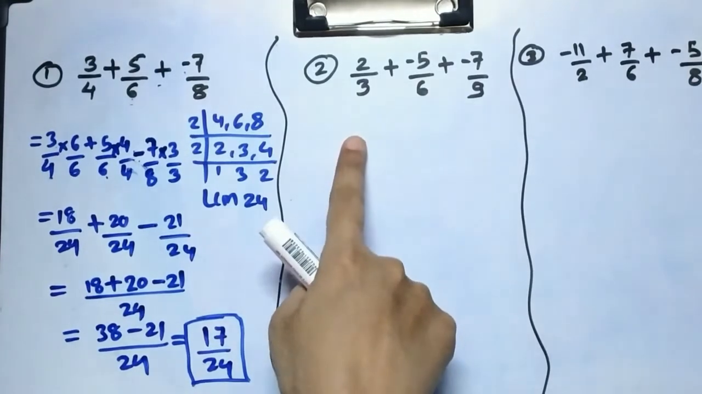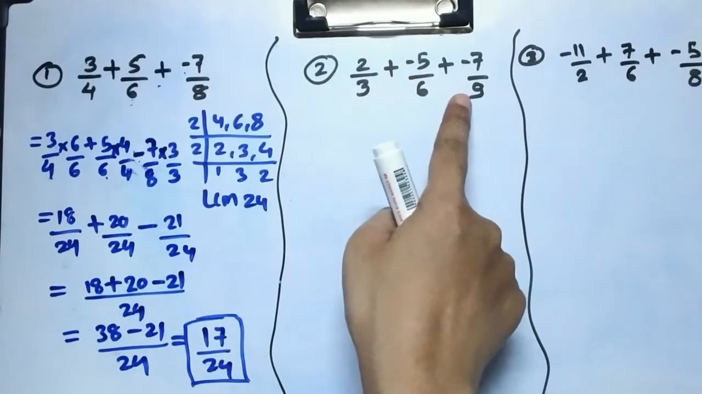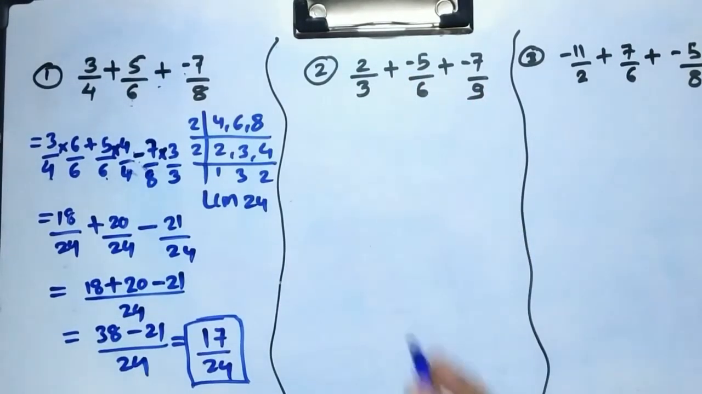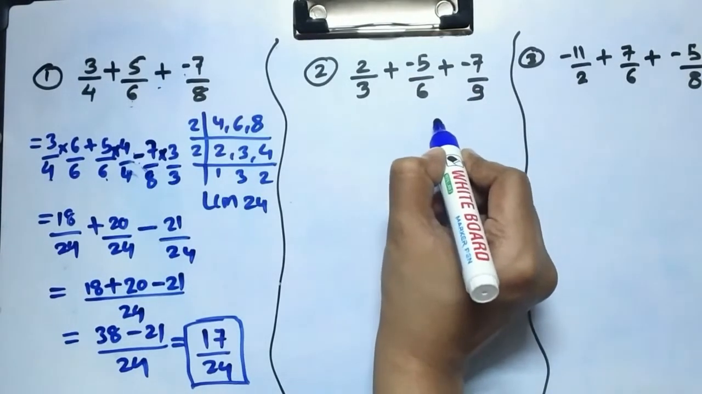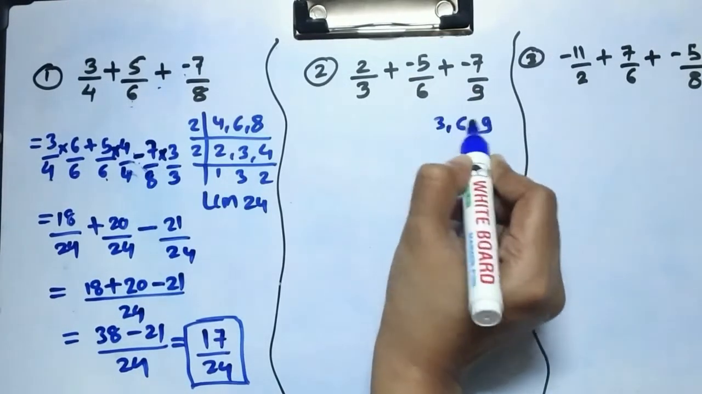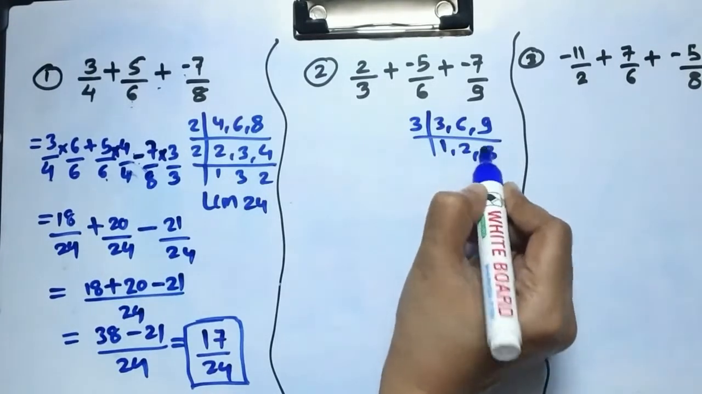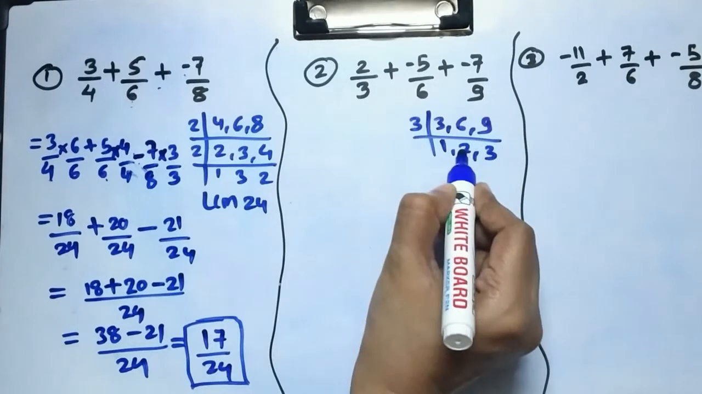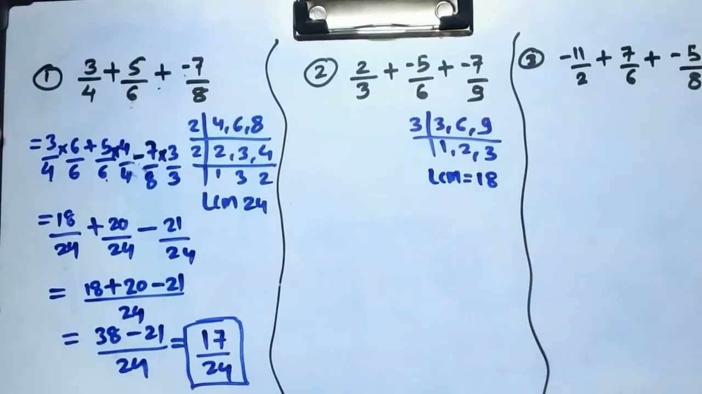Now let's move to this problem: 2 by 3 plus minus of 5 by 6 plus minus of 7 by 9. For 3, 6 and 9 we take out the LCM. We choose 3 to divide: 3 1s are, 3 2s are, 3 3s are. Now we multiply: 2 3s are 6, 6 3s are 18. So, friends, the LCM is 18.